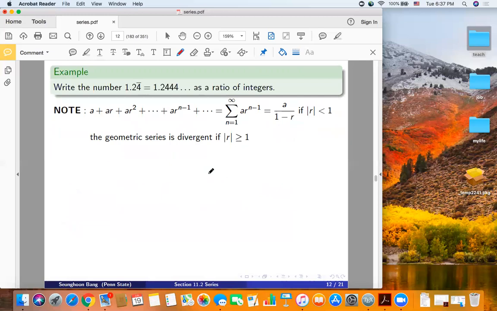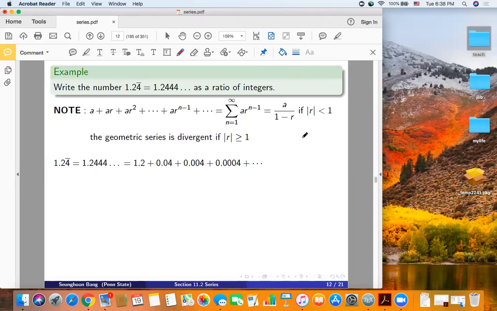1.24 with a dash, an upper line over the 4. The exact meaning is 1.2444444, this kind of thing. I'm going to change this into a ratio of integers. How can we do that? I want to use a geometric series. We can write 1.2444 as 1.2 plus 0.04, 0.004, 0.0004, and so on. It's right, you can change it like this.